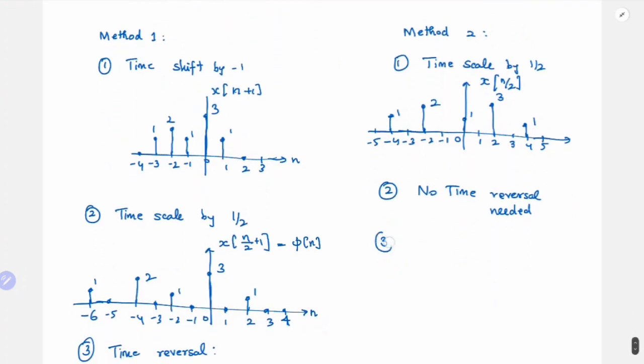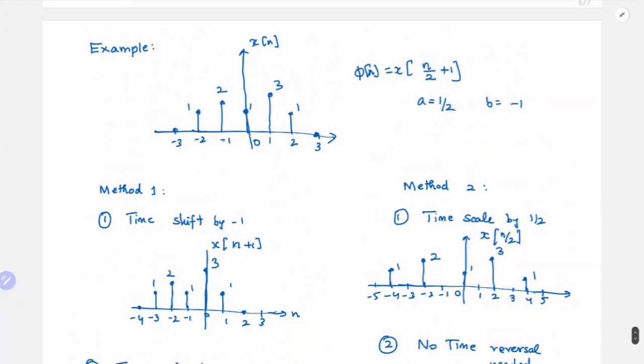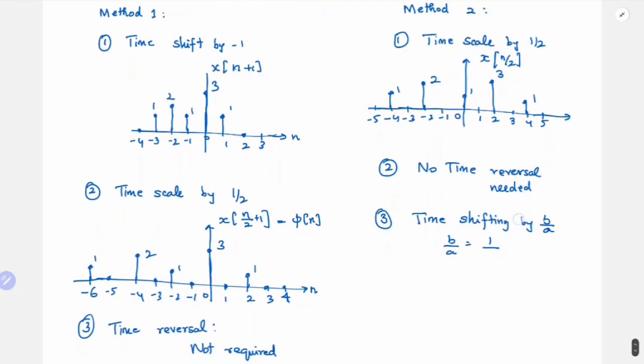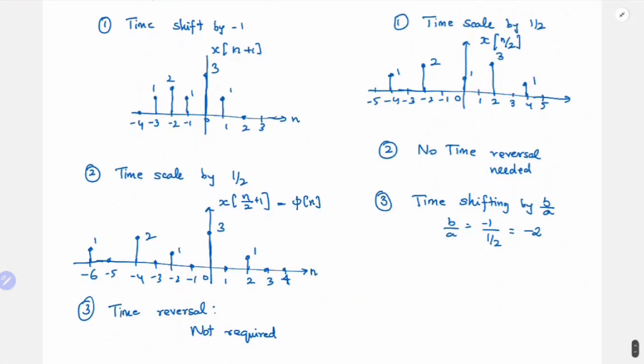So then we can jump straight to time shifting by b by a. So what is my b by a here? B is minus 1 and my a is half. So minus 1 by half, which is nothing but minus 2. So I have to time shift by minus 2. So my x of n by 2 plus 1. How is this obtained? 1 by 2 into n plus 2. This is nothing but my phi of n.